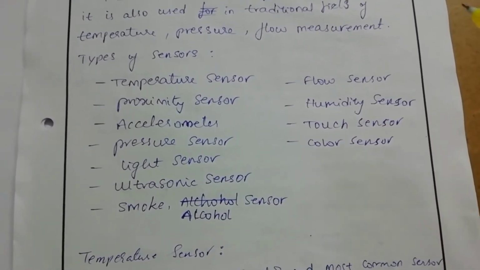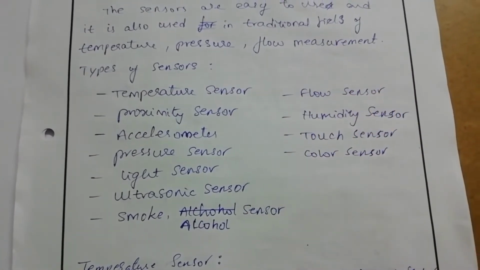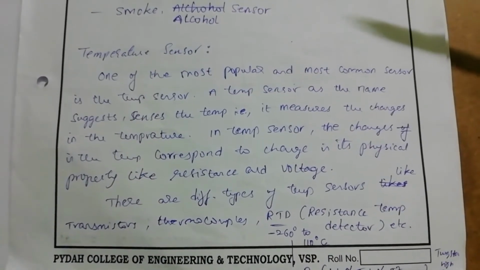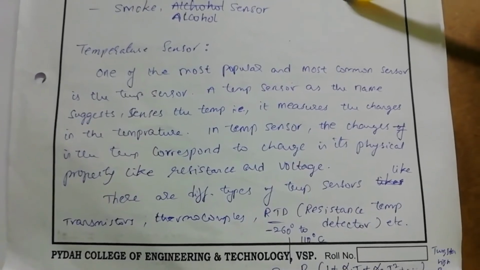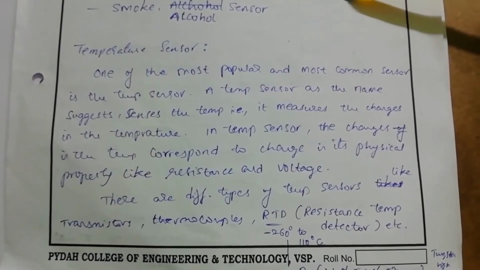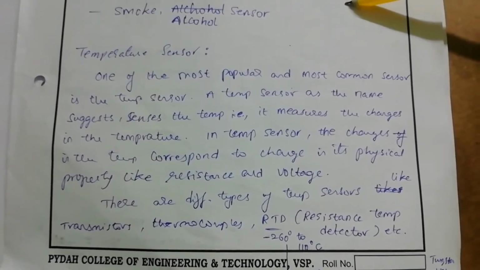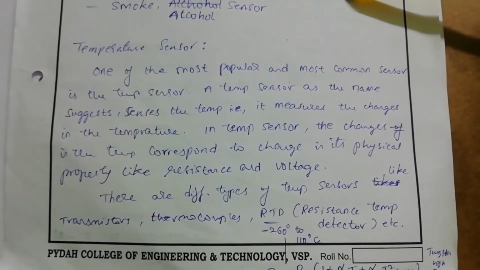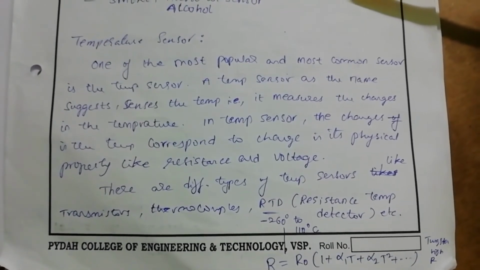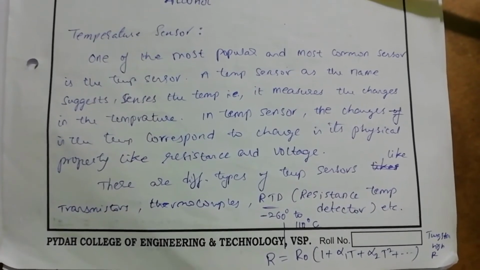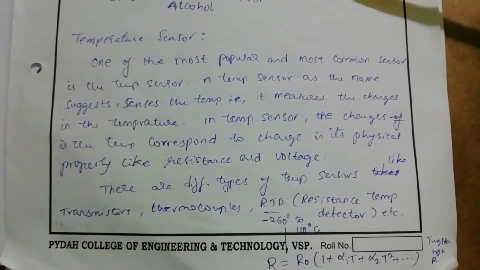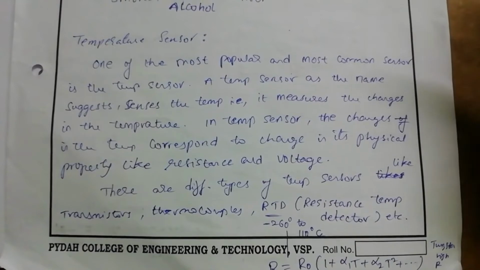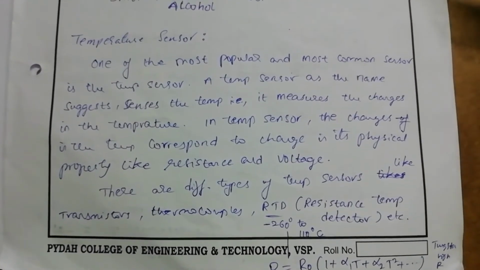Now we take one example, the temperature sensor. One of the most popular and most common sensors is the temperature sensor. A temperature sensor, as the name suggests, senses the temperature, that is, measures the change in temperature. In a temperature sensor, the change in temperature corresponds to a change in a physical property like resistance or voltage. That means if we apply a temperature difference to the sensing element, the physical property of that material changes, and due to that, the resistance will change.